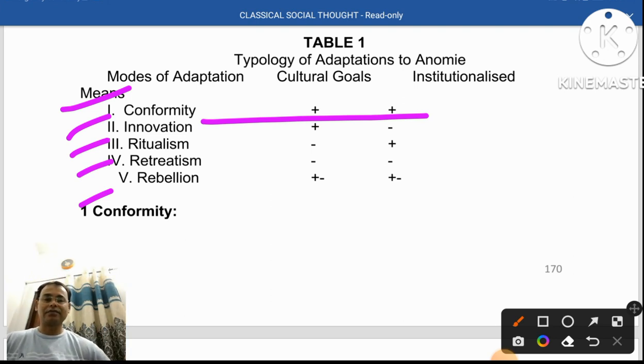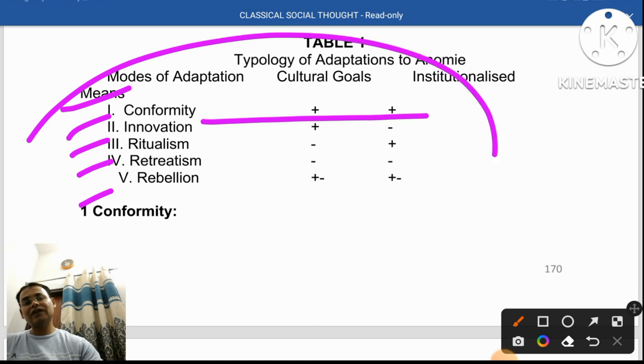And ritualism means they have the means, they accept the means, but they do not accept the goals. That is ritualism. And retreatism, in this group, people do not accept even the goal and do not accept the institutionalized means. And rebellion, sometimes they accept the means and goals, and sometimes they reject the means and goals.